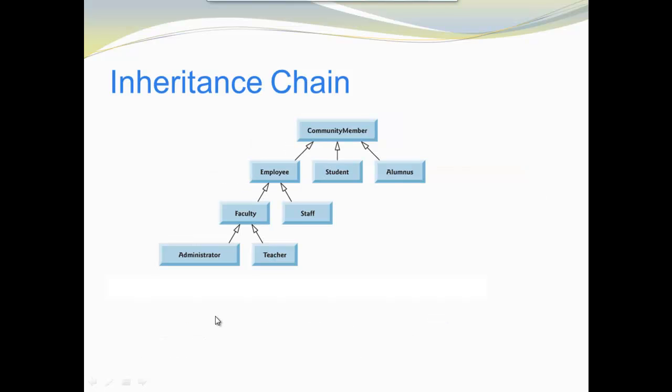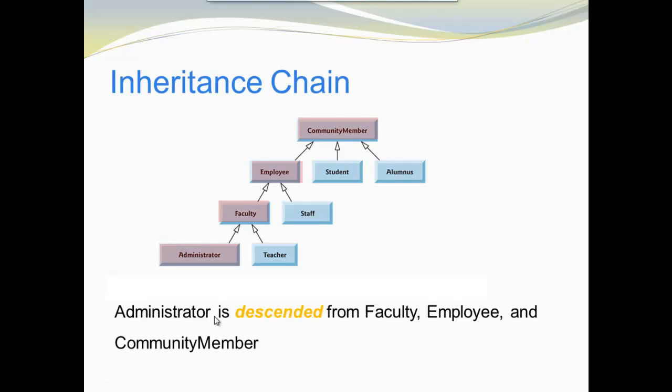Once again, let's look at this inheritance structure here. The administrator is a descendant from faculty, which is a descendant from employee, which is a descendant from community member. So my administrator is descendant from faculty and employee and community member, and also from object.